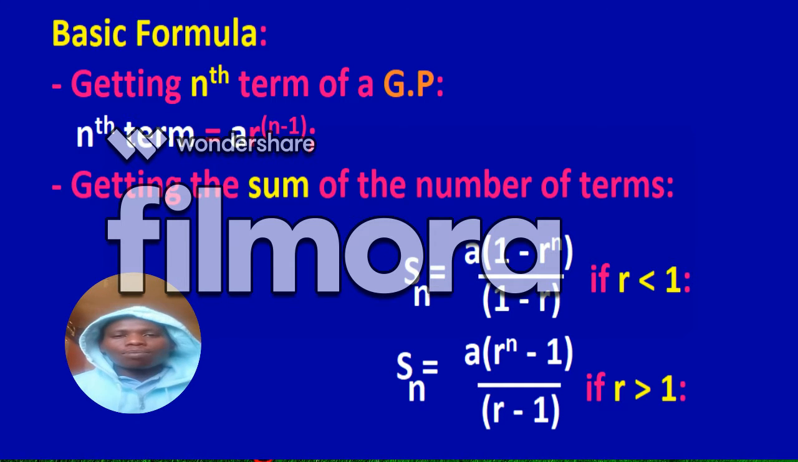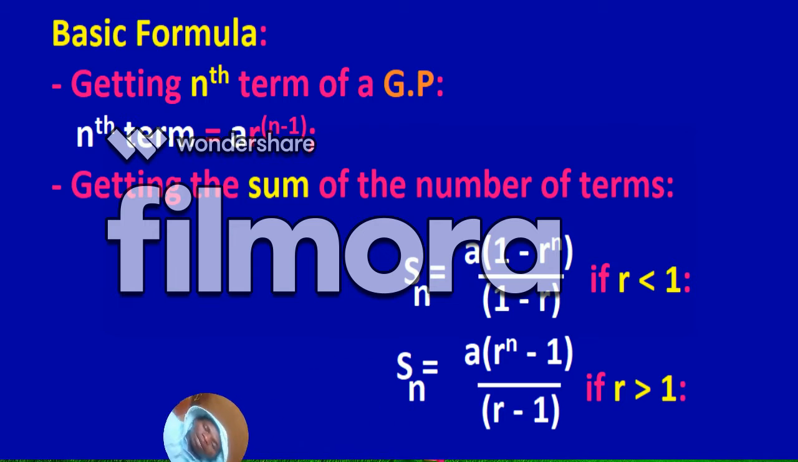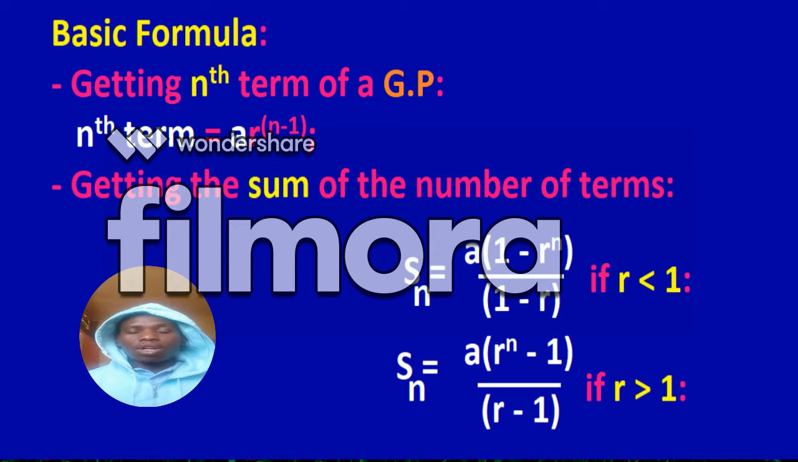On the other hand, there is another formula for calculating the sum of a series of a given number of terms. The sum of the number of terms of a geometrical progression, denoted by S subscript n, equals A into bracket R raised to power n minus 1, bracket all over R minus 1, in a case where R is greater than 1.